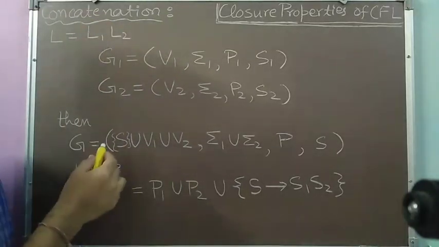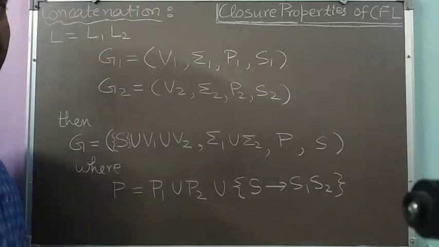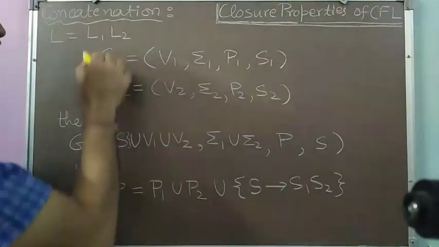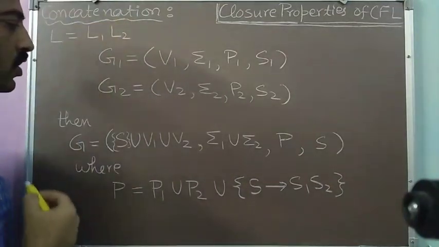Because these are context-free languages, again we can define the grammar corresponding to these as we discussed in the previous union operation. So G1 is the grammar corresponding to the language L1 and G2 is the grammar corresponding to the language L2.